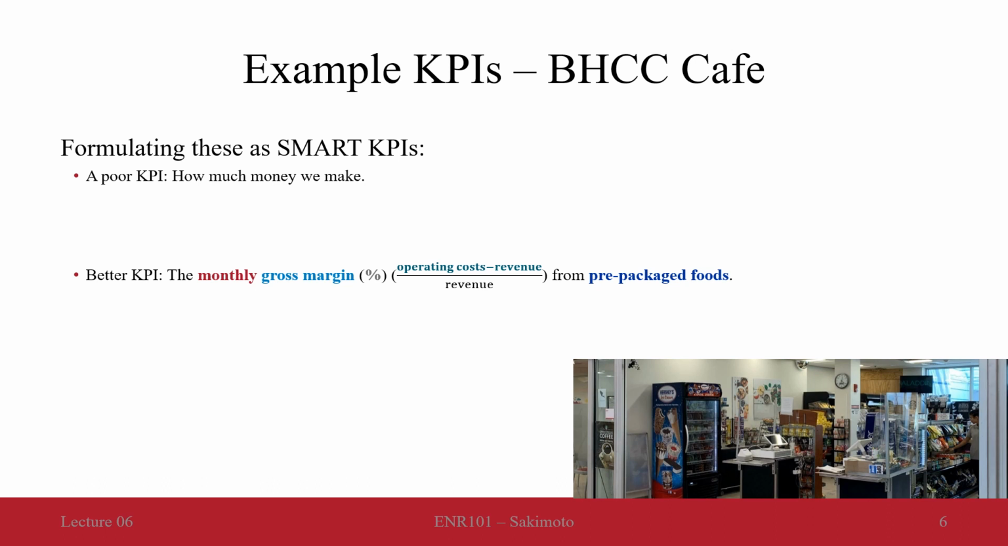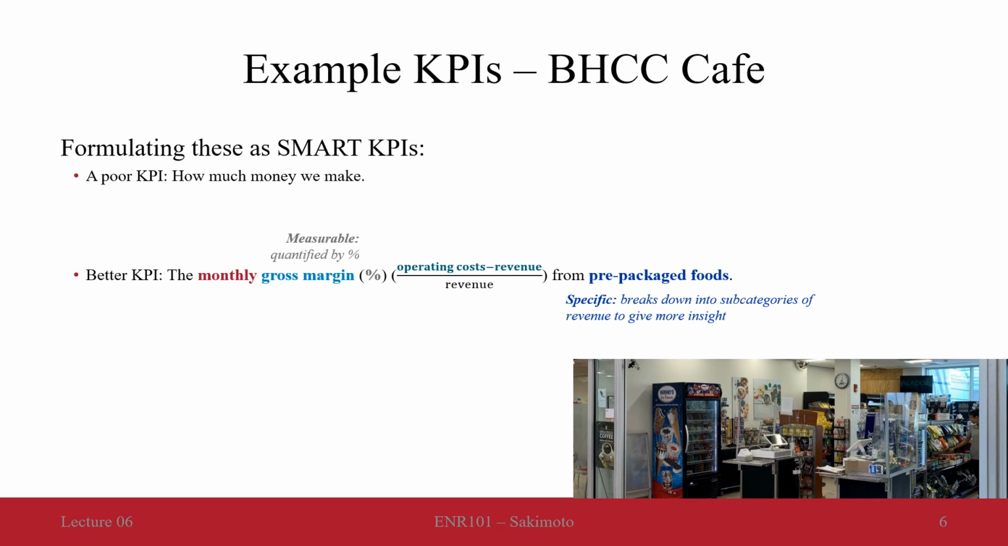Why is this a better KPI? Well, looking at our acronym, this KPI, this indicator of performance, is specific. We break down the revenue, we break down the costs by category and subcategory, distinguishing it from fresh foods or things prepared on site. So we break down into a specific subcategory that might give us indication of different streams of revenue and how they affect the business.